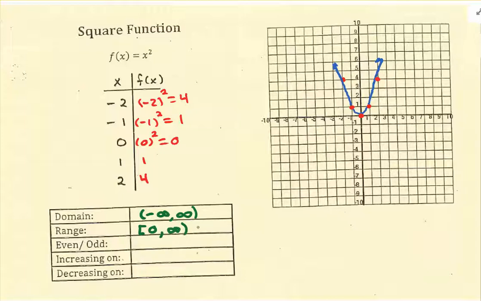Now, to answer whether or not this is even or odd, we can do a visual approach, and we can also do an analytic approach. You'll notice, all things considered, my shaky hand drawing it, this graph does have y-axis symmetry. And because of that, this would be an even function. So all even functions have y-axis symmetry.